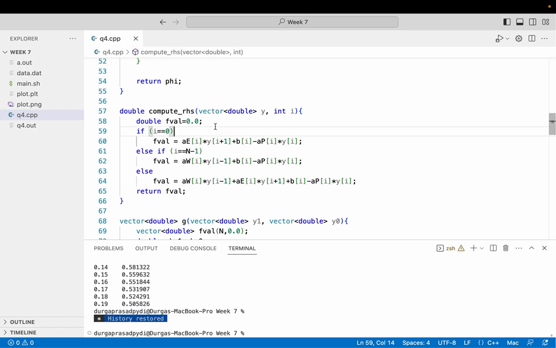So this is essentially to calculate the RHS we have on our equation. So the RHS is again A west times yi minus 1 plus A east times yi plus 1 minus AP of yi. This is the spatial component.